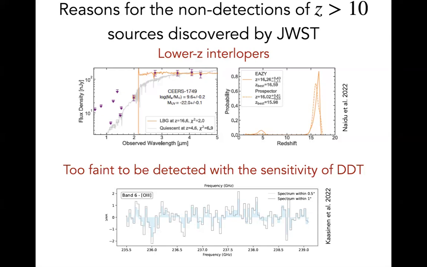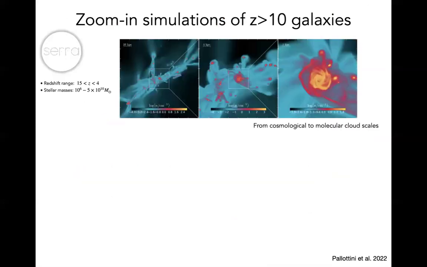But another reason is that these follow-ups with ALMA were using the DDT programs. Basically, these galaxies are too faint to be detected with the DDT. So there was a lot of discussion around this. And as simulators, we were wondering what's happening in these very high redshift galaxies, if we see them with JWST and then follow them up with ALMA, and we are not seeing anything.